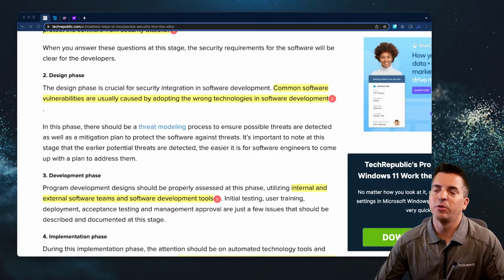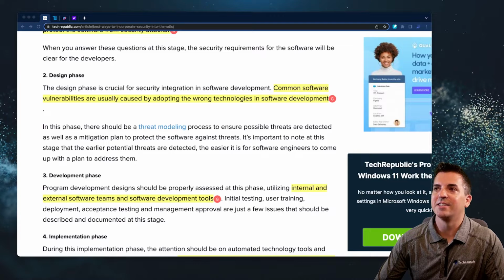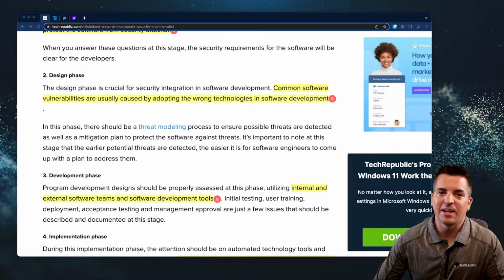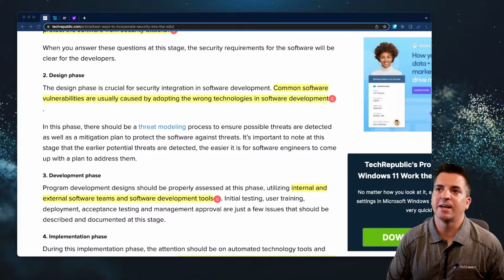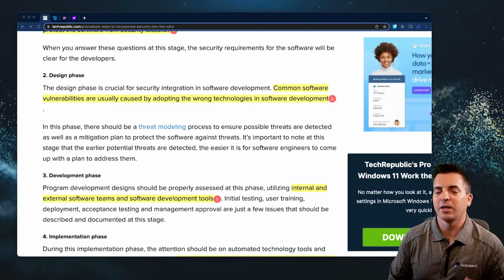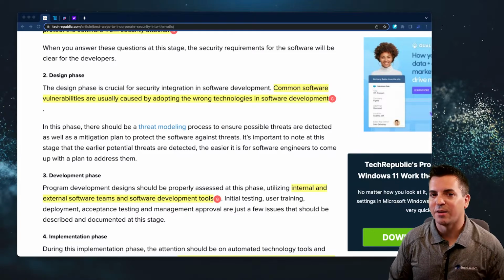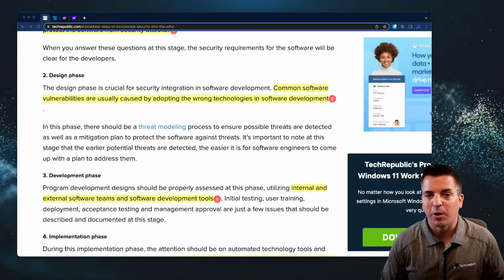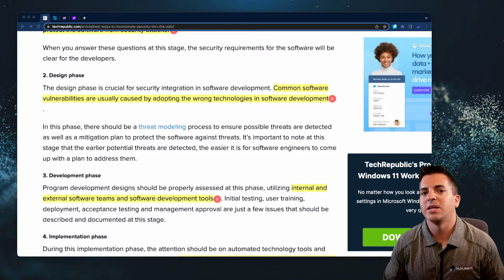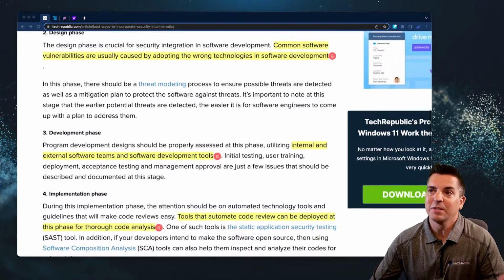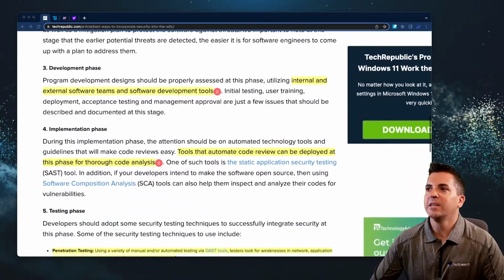Common software vulnerabilities are usually caused by adopting the wrong technologies in software development. Easy to say in hindsight, of course, but how can you analyze during that design phase? What are some of the different kinds of threat models you can analyze? What are some of the different discussions you can have within your organization and possibly even with experts external to your organization to understand what the common technology issues might be and how to mitigate those?